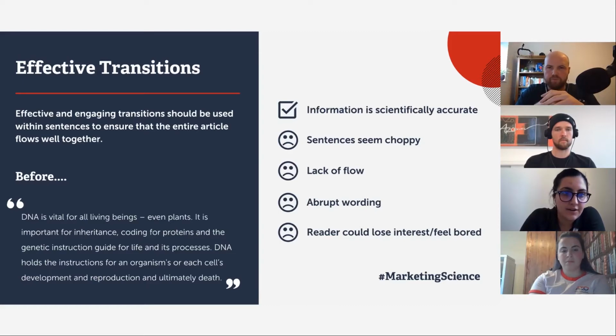Here the writer writes, "DNA is vital for all living beings, even plants. It is important for inheritance, coding for proteins, and the genetic instruction guide for life and its processes. DNA holds the instructions for an organism's or each cell's development and reproduction and untimely death."